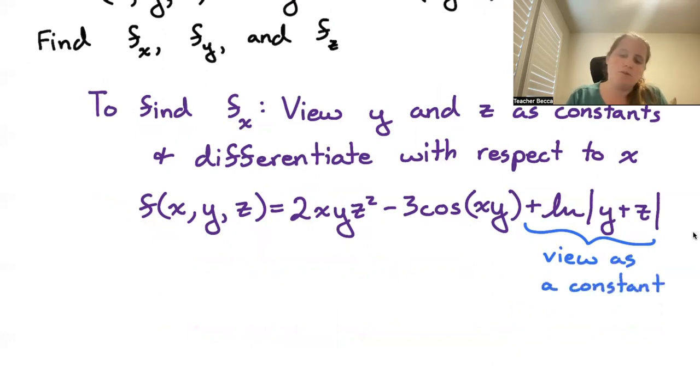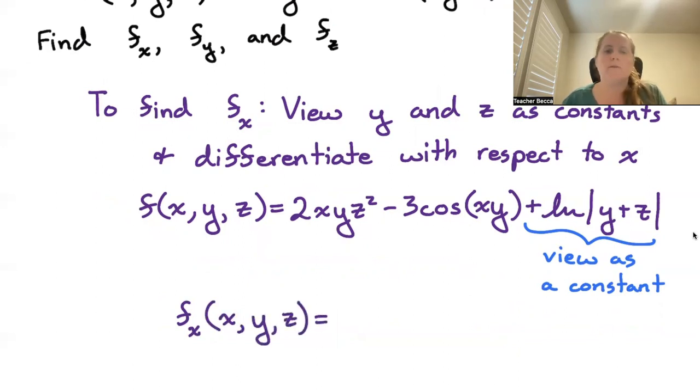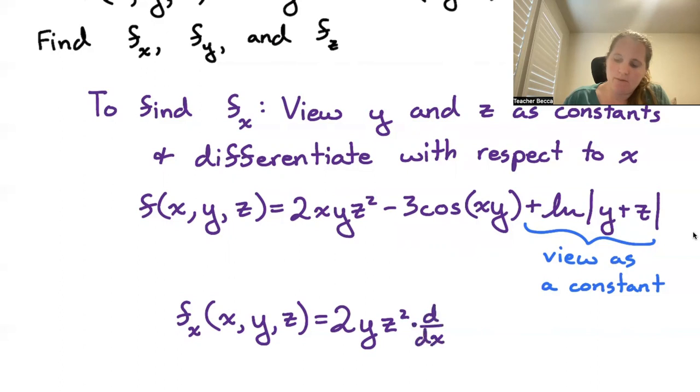If we take the partial derivative with respect to x, we have f_x evaluated at x, y, z is equal to, the 2, y, and z squared come along for the ride. The derivative of x is 1. So we just have 2yz squared. If we wanted, we could do 2yz squared times the derivative of x.